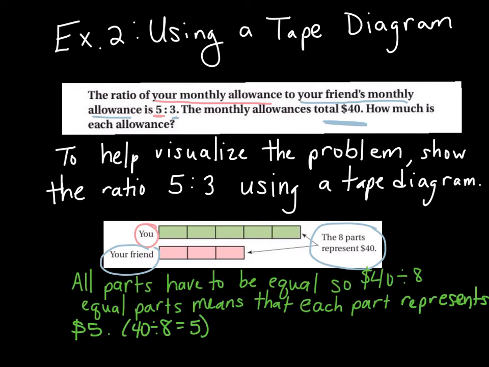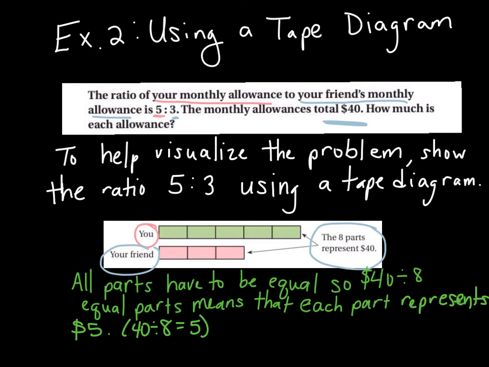When you're doing a tape diagram, all the parts have to represent an equal amount. So the total for the allowance in the month was $40. So altogether, this has to represent $40. And there were 8 equal parts that we talked about earlier. 5 for you, 3 for your friend. So you can take the total amount of the allowance, which is $40, divide it by the 8 equal parts, and that would mean that each part of this tape diagram would be representing $5.